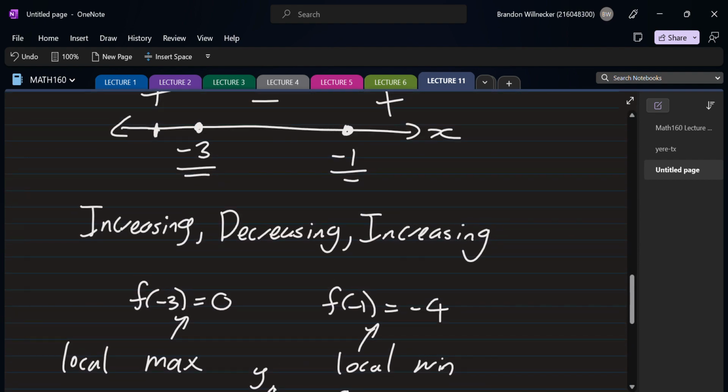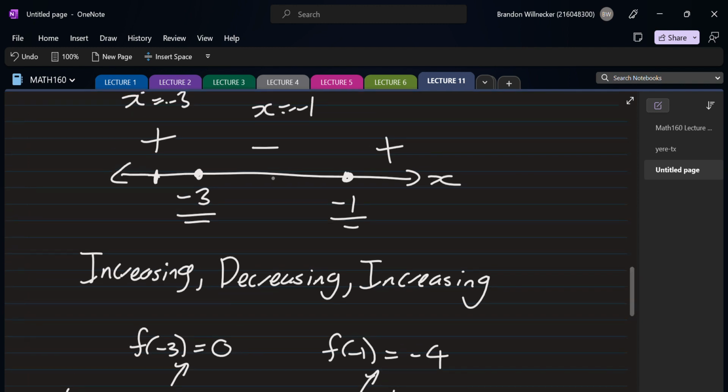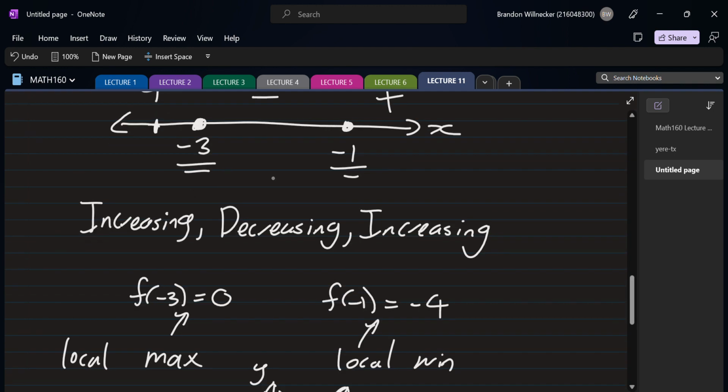Yeah, which bit? Local max. Yeah, so the local maximum is between these two intervals. So when it's increasing and then decreasing, we call that point the local max. So if it goes from increasing to decreasing, that's the local max. And for the local min, that's when we're decreasing and then increasing. That's how we tell which one's which.